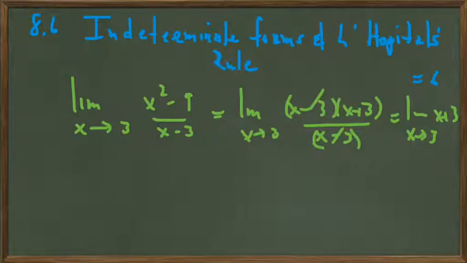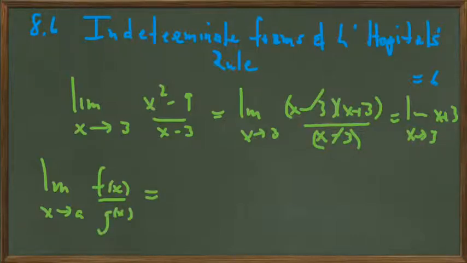But in general, if we have a problem of this type, where we have the limit as x goes to a of f of x over g of x equals 0 in the top divided by 0 in the bottom, it turns out that there's another way to find a limit like this. So let's look at a very brief proof of this, or a partial proof of it.